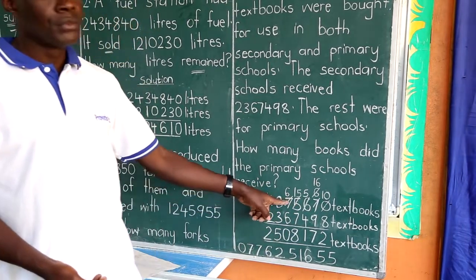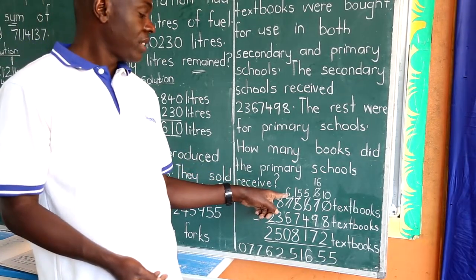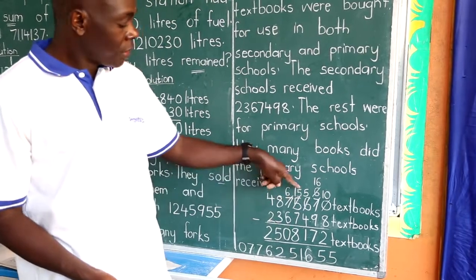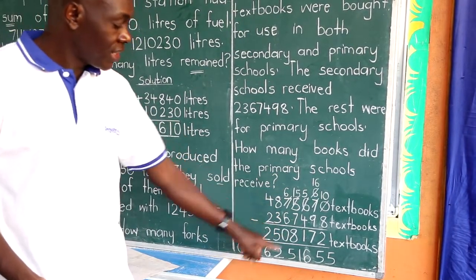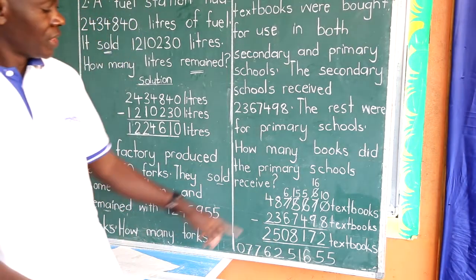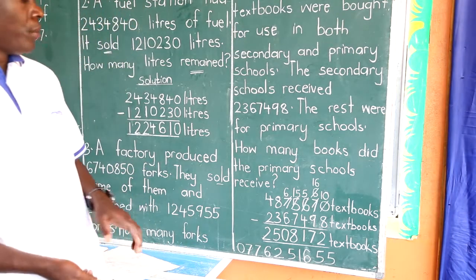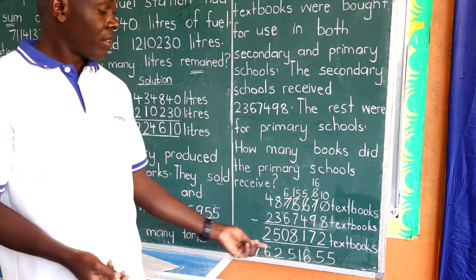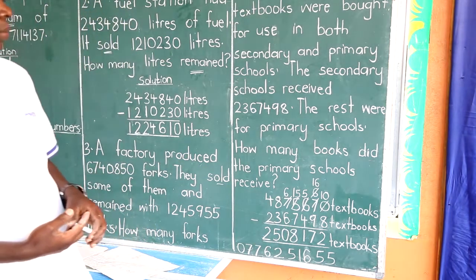We borrow 1 from 7, remain with 6, and which one is equal to that base 10. 10 plus 5 gets 15. Which 15 minus 7, you get 8. Now 6 minus 6, you get that 0. 8 minus 3, you get that 5. And 4 minus 2, you get a 2. Meaning a total of 2,508,172 textbooks were received by primary schools.